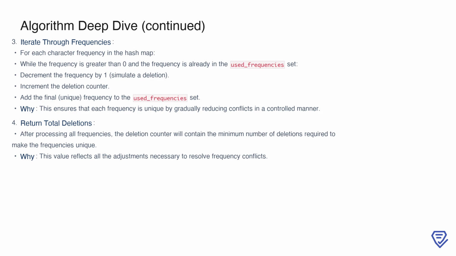For each frequency in the hash map, we check if the frequency is already in the set. If it is, we simulate a deletion by decrementing the frequency by 1 and increasing the deletion counter. We continue reducing the frequency until it becomes either unique or 0. Once the frequency is unique, we add it to the set of used frequencies. This ensures that no two characters share the same frequency. After processing all the characters in the map, the deletion counter will represent the total number of deletions required to make the frequencies unique. This approach resolves conflicts in a controlled and efficient manner, ensuring that the problem constraints are met.